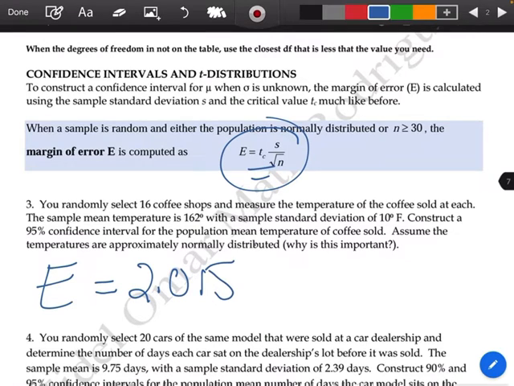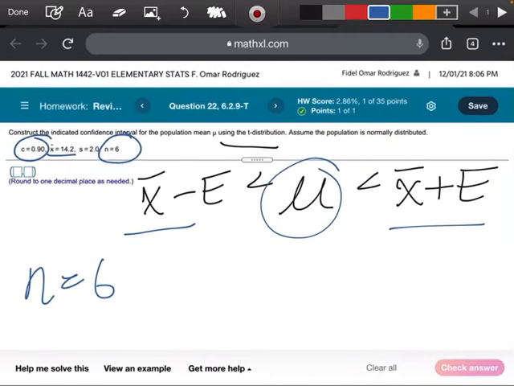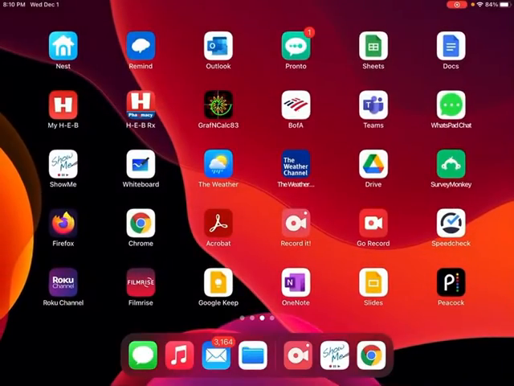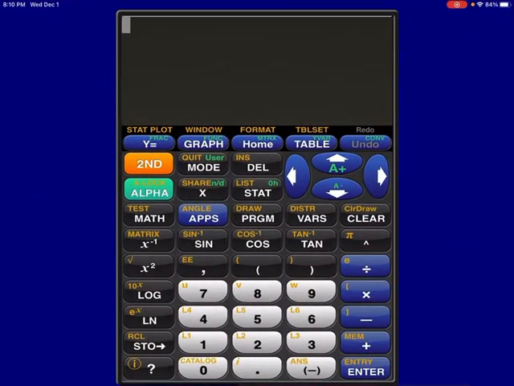So come back over here. My error is going to be 2.015. Now we have a value of s and we have a value of n. Remember, my s is my sample standard deviation. In this case, it was 2. And our n was 6. So I'm going to put a 2 right here over the square root of 6, and I'm going to figure out what this error is. Let me grab my calculator real quick.